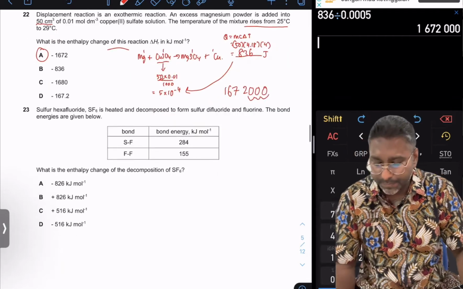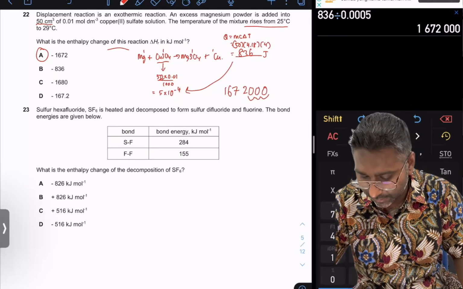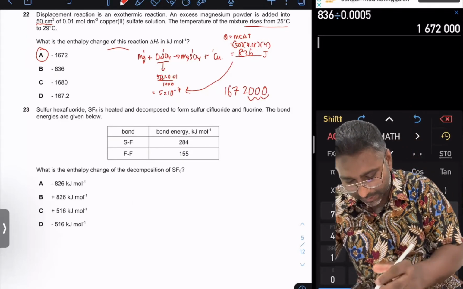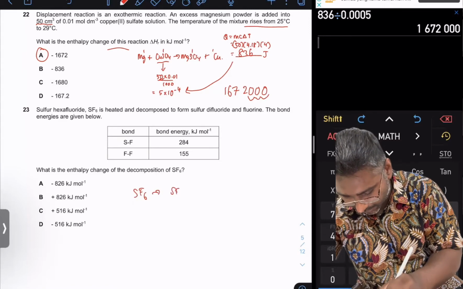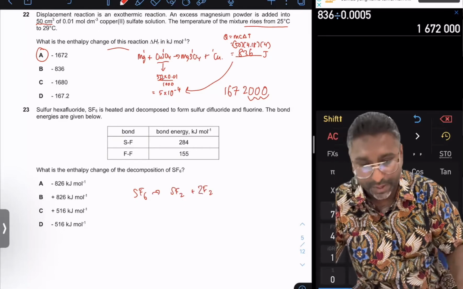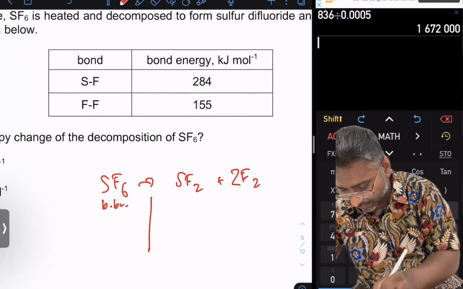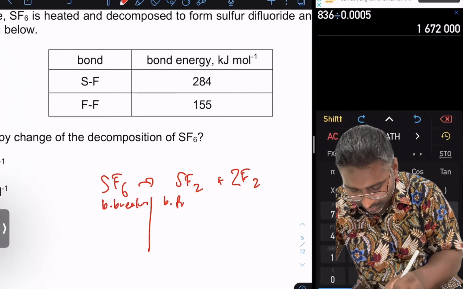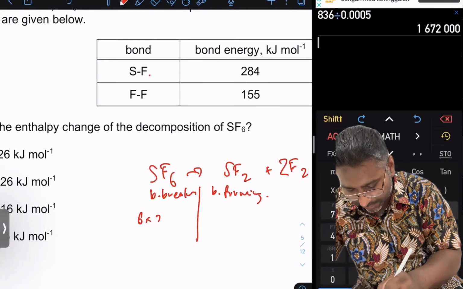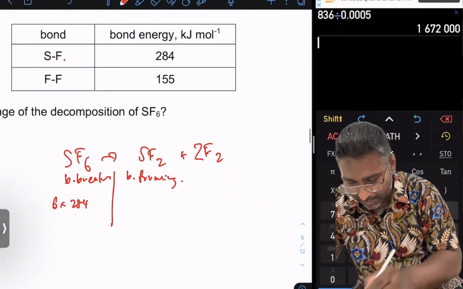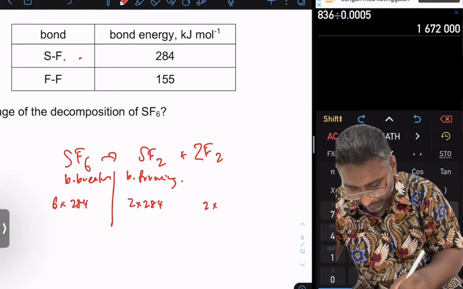The next question is involving decomposition. They want to find the enthalpy change. So SF6 is going to give you SF2 and then F2. You balance, you just put 2 there. This is bond breaking and bond formation. Bond breaking, you can calculate 6 times SF, 284. Bond forming, 2 times 284, and then 2 times 155.